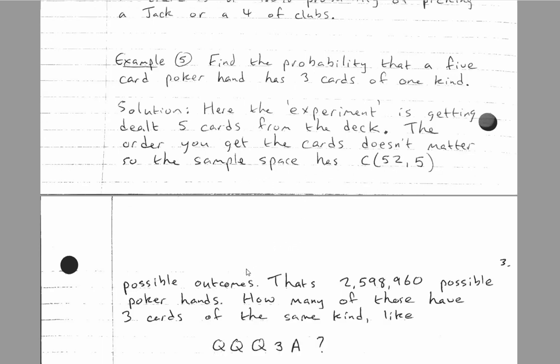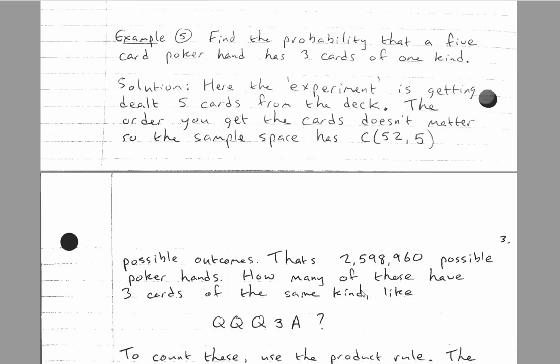Okay, so how many 5-card poker hands are possible? 2,598,960. That's C(52, 5), so that's the cardinality of S. That's the bottom number. For the top number, we need to count how many of those have 3 cards of the same kind.